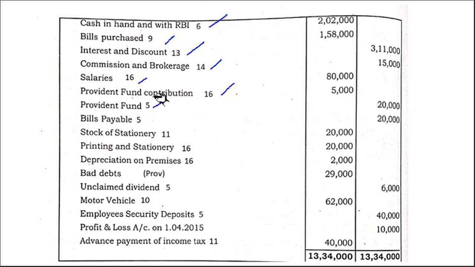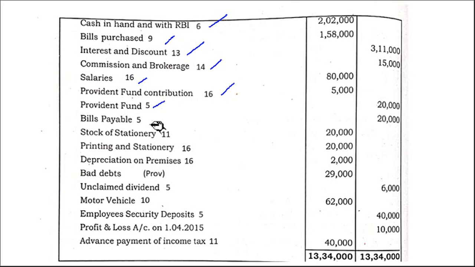This is the recurring expenses, okay? Every month they have to make the payment, no? So make sure the difference. Provident fund, it is a fund, so it is a liability, right? Contribution means every month the bank has to make the contribution. So it is operating expense. This is revenue in nature. It is capital in nature.